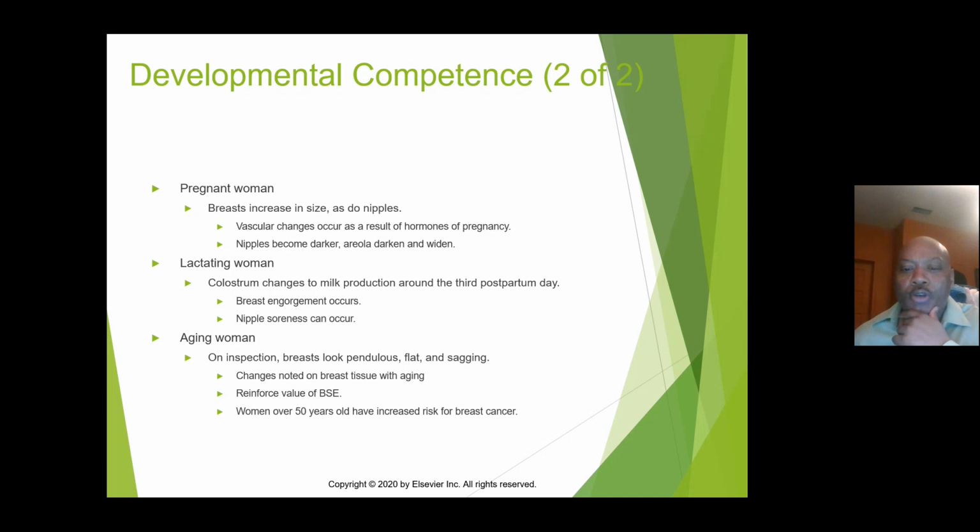So this information can also be testable in terms of we want to know, do you know what happens during pregnancy, and when does colostrum change to milk production? And I'm saying this to you all because as you read through this material, be thinking about the type of questions you can be asked. It kind of sort of prepares you before you take an exam.